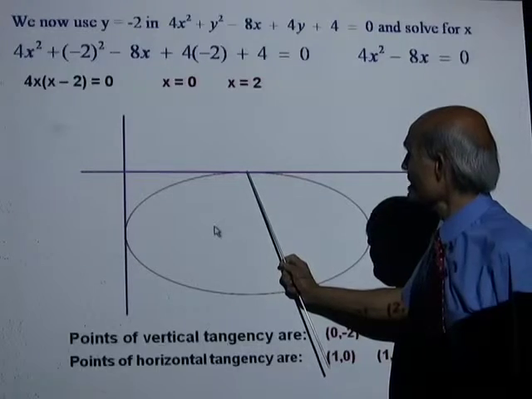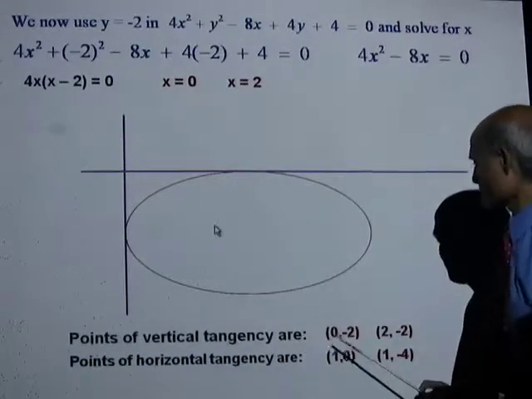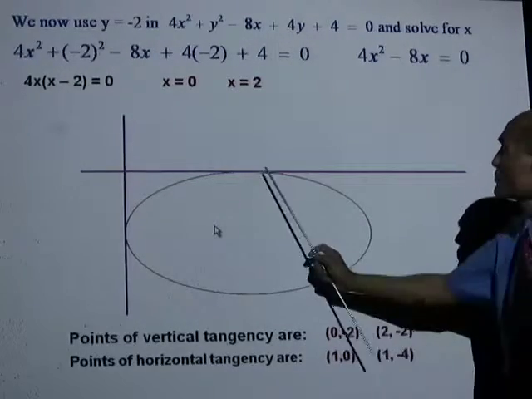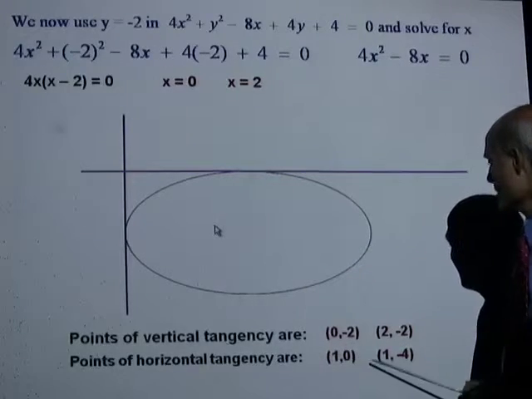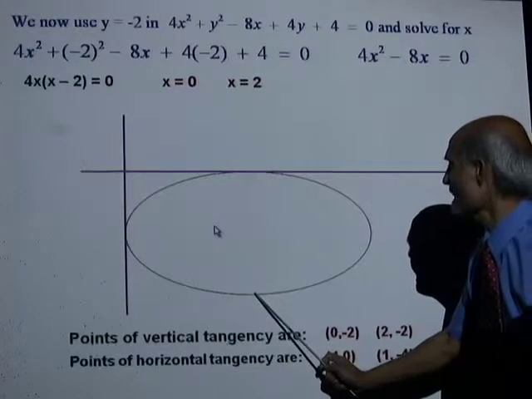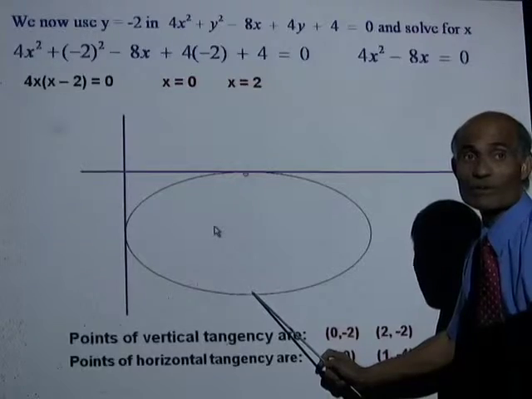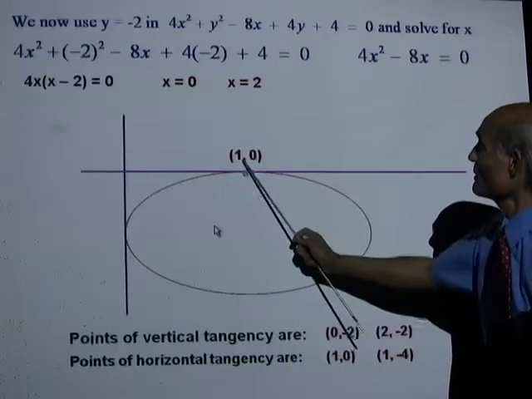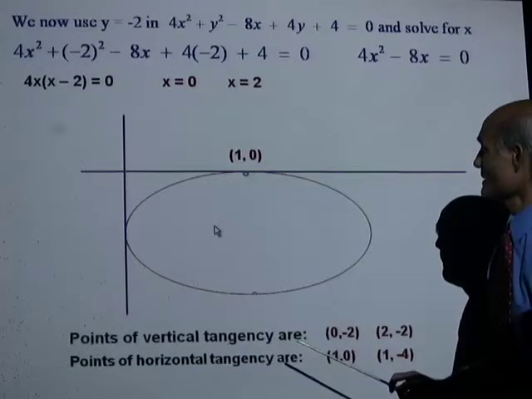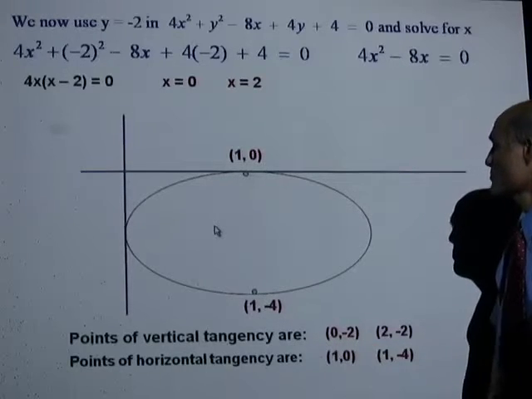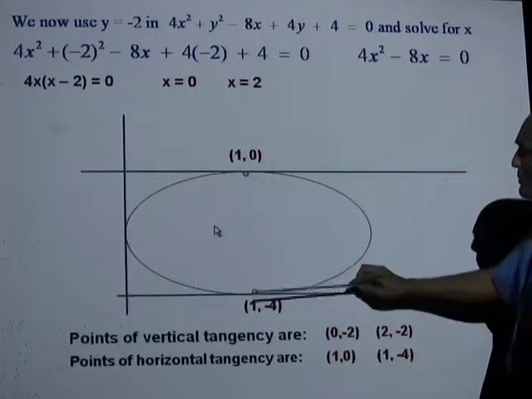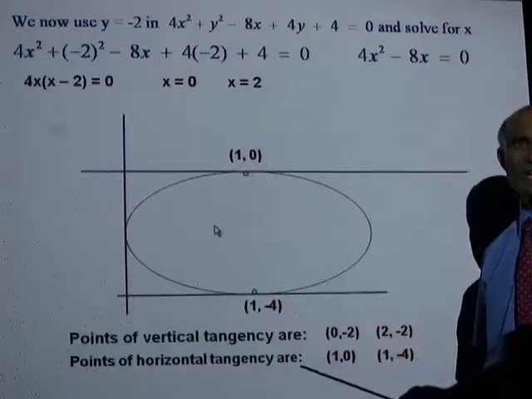Now look at this. The horizontal tangent line at 1, 0, that's 1, 0. A horizontal tangent line at 1, negative 4. There you go. That's 1, 0. And this is 1, negative 4. Those are the two horizontal tangent lines.